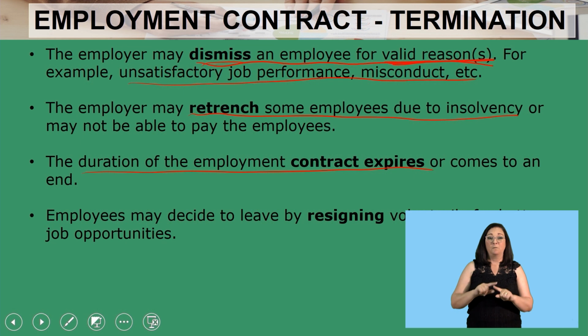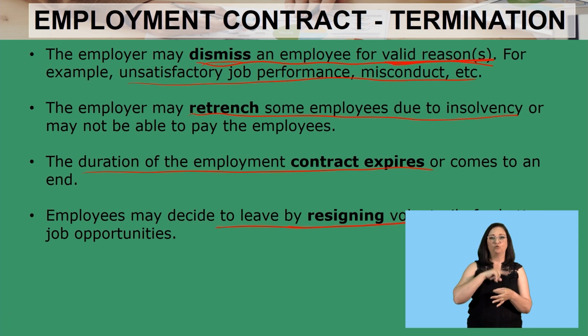Right. Employees may decide to leave by resigning voluntarily. Why? For better job opportunities. So employees have decided that, okay, there are greener pastures. Maybe they've received an offer somewhere else whereby they are paying better, so they can choose to terminate the contract by resigning. I hope you can see that the employees resign, the duration comes to an end, the employer retrenches, the employer also dismisses.